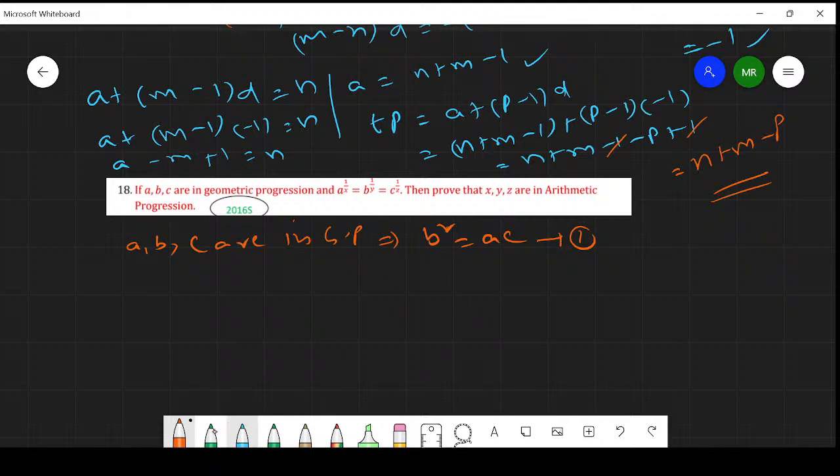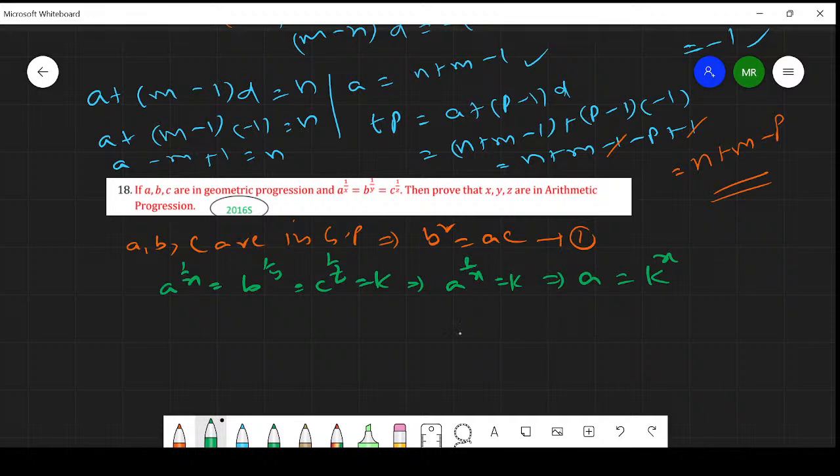I can consider here a power 1 by x equal to b power 1 by y equal to c power 1 by z is equal to some k. From this equation, since each is equal, I can write a power 1 by x is equal to k, which implies a is equal to k power x. Transferring 1 by x to that side, it becomes k power x by 1.